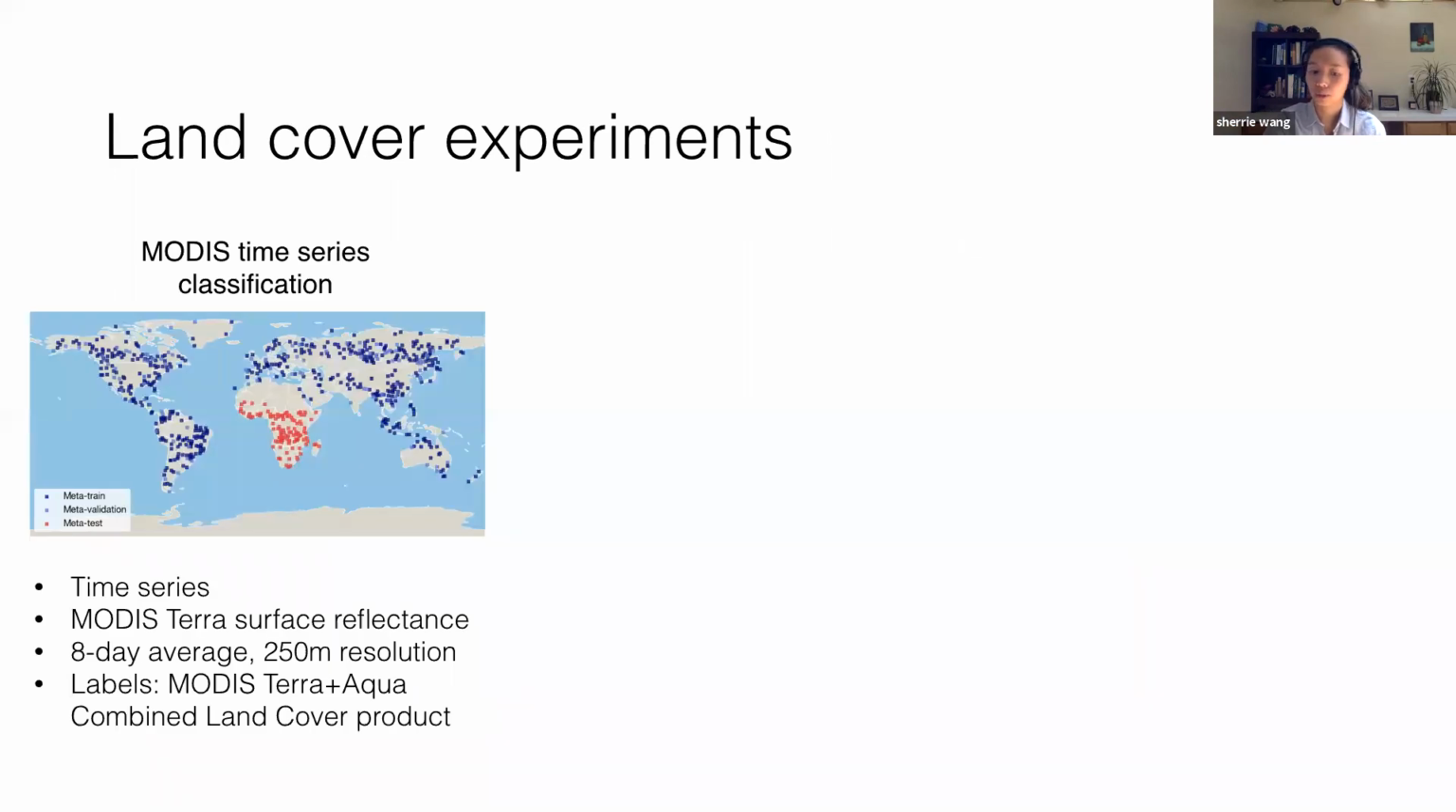To test MAML, we use a whole bunch of different satellite data sets. I'm going to describe 2 out of the 3 experiments that we did. The first experiment is on MODIS time series, where we try to do land cover classification on a global scale. We train the model on data from everywhere except Africa, and then test it in Africa. These are time series that are an 8-day average at 250 meter resolution from the MODIS Terra surface reflectance product. The labels also come from a MODIS direct product called the Terra Aqua combined land cover product.